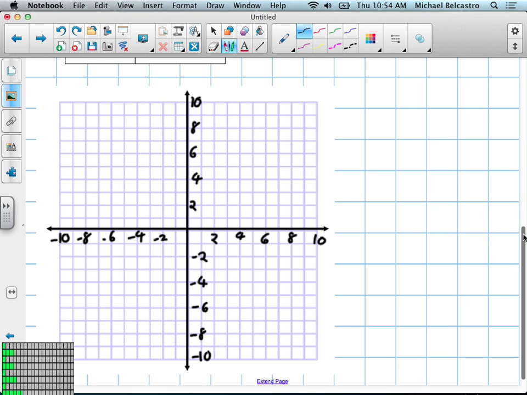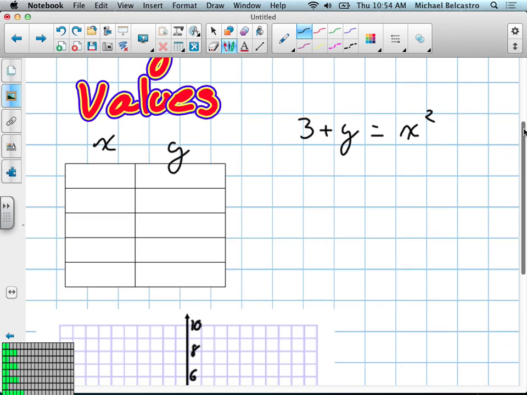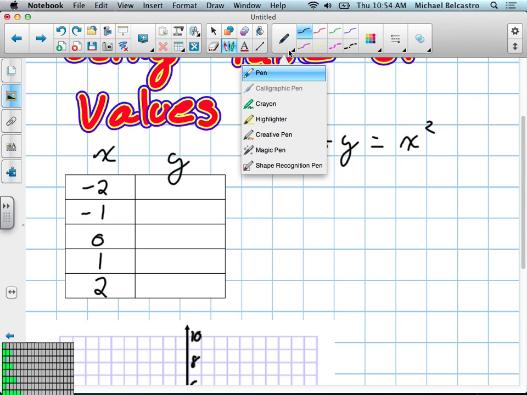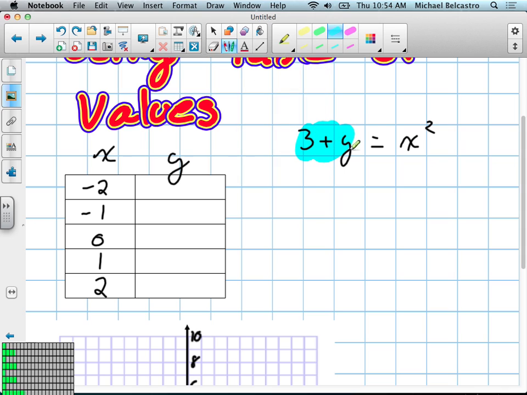Okay? I like to start around 0, so I'm going to use the exact same values I used with the linear equation. I'm going to solve for when x is -2, -1, 0, 1, and 2. So those are my x values. We're going to plug them into this equation here, this quadratic equation, and we're going to find y values.